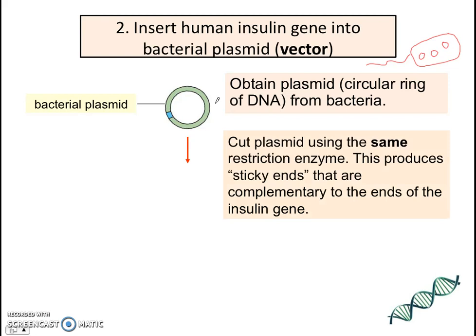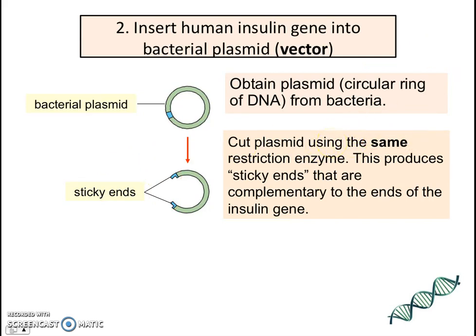Next, what we'll do is cut open that plasmid using the same restriction enzyme. It's important that we use the same restriction enzyme because this will produce sticky ends, as you can see here, that are complementary to the sticky ends of that DNA fragment containing the insulin gene. So these sticky ends here are complementary to those that we produced at the ends of the insulin gene because we use the same restriction enzyme.